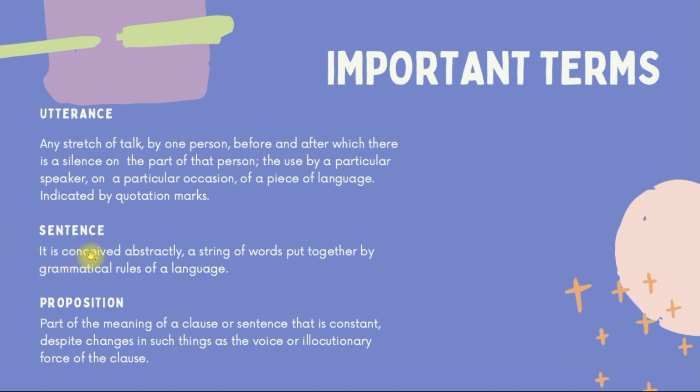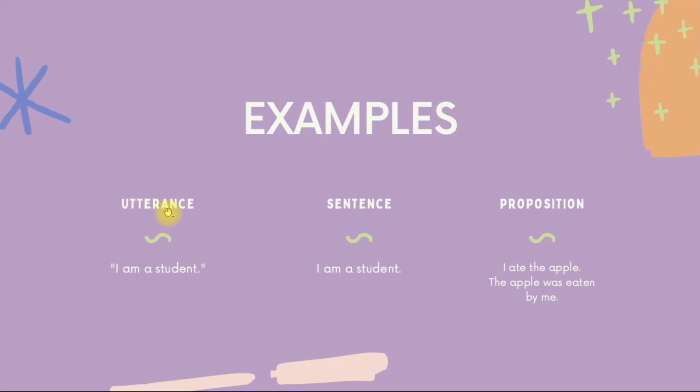And a sentence is conceived abstractly, a string of words put together by grammatical rules of a language. So here, we usually put a full stop or a punctuation after a sentence. And a proposition is a part of the meaning of a clause or sentence that is constant despite changes in such things as the voice or illocutionary force of the clause. Okay. It seems that utterance, sentence, and proposition are the same, but what are the differences? We'll see the examples.